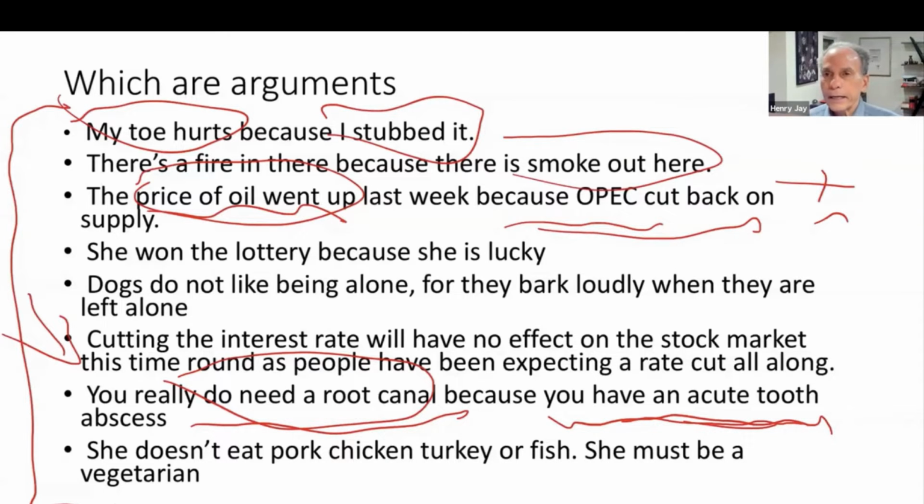We're going to get more into this later. What's the strength of that argument? Is it a strong argument that you do need a root canal? Or is it a weak argument? What does that depend on? It depends on the person who said that. If it is my dentist, I will trust him. Okay, good.